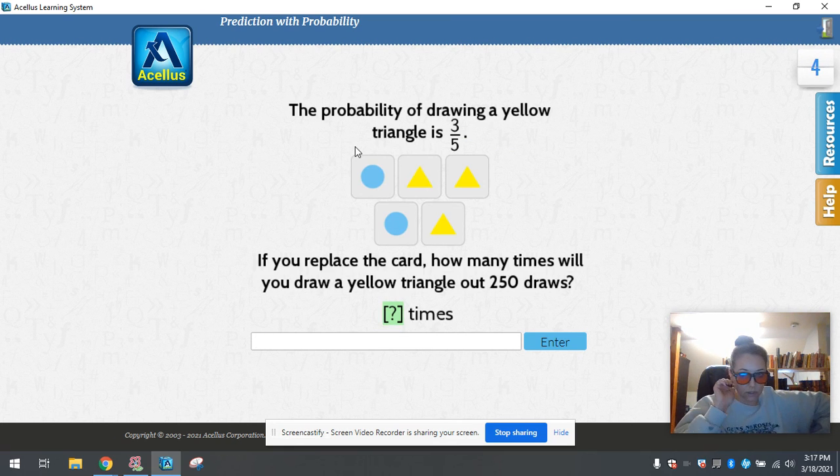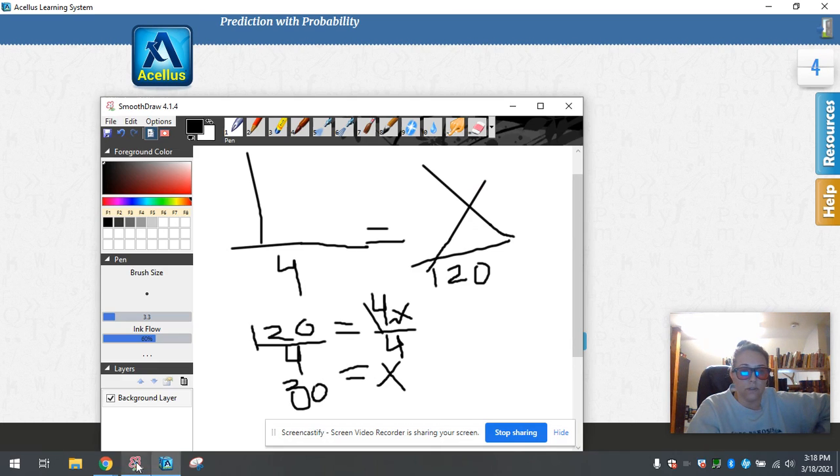The probability of drawing a yellow triangle is 3 out of 5. If you replace the card, how many times will you draw a yellow triangle out of 250 draws? 3 out of 5 is equal to x out of 250.